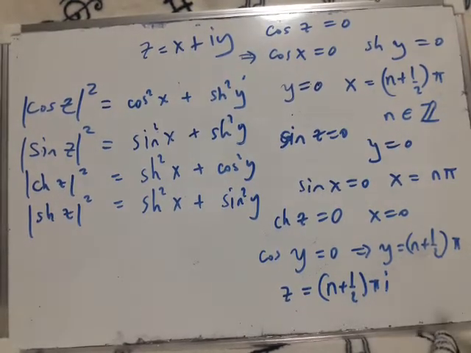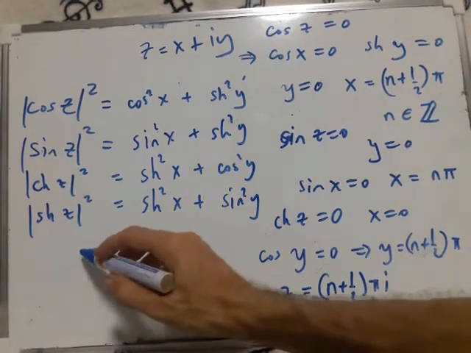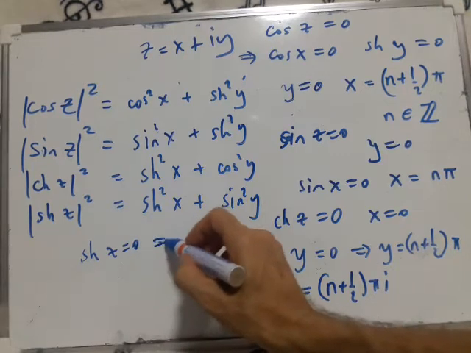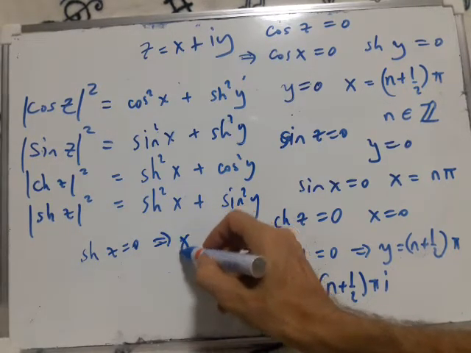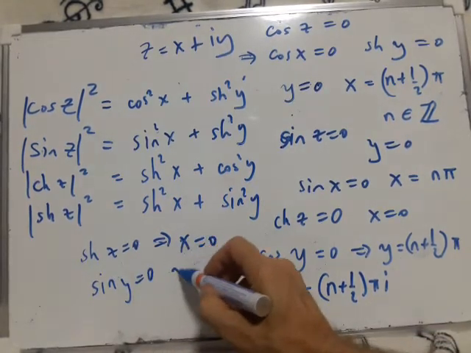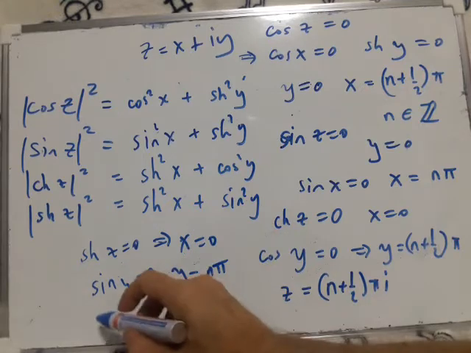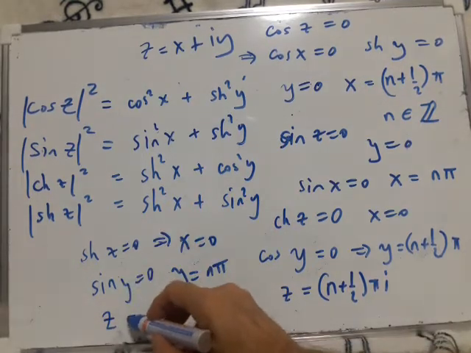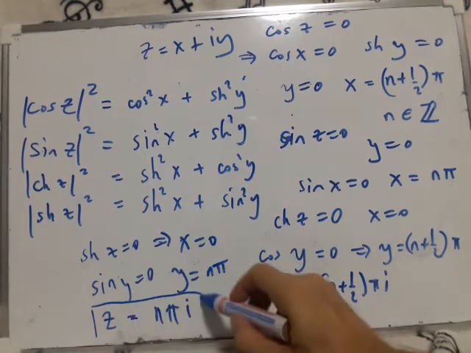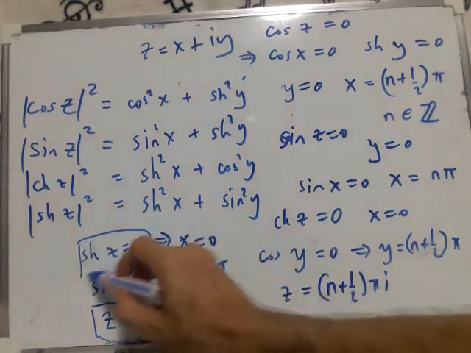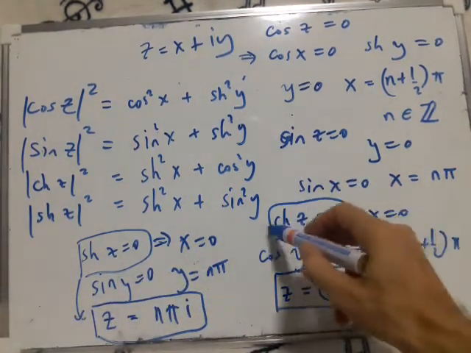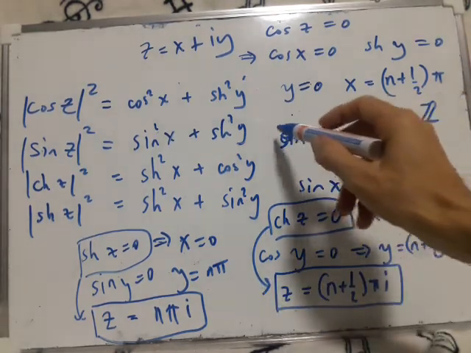pi i. And the zeros of sinh, similarly, sinh z equals 0 implies x is 0 and sine y equals 0, which means that y equals n pi, and the zeros of sinh z are simply n pi i. Okay, so these are very important results, so just put them in. These ones we know already.